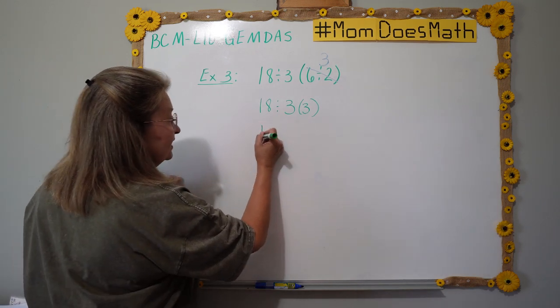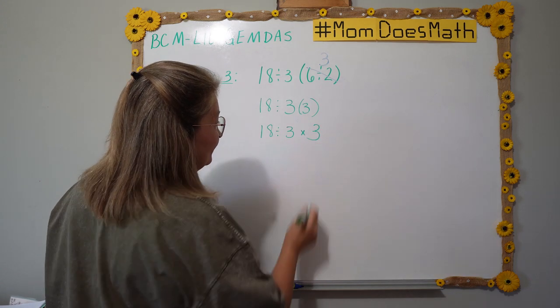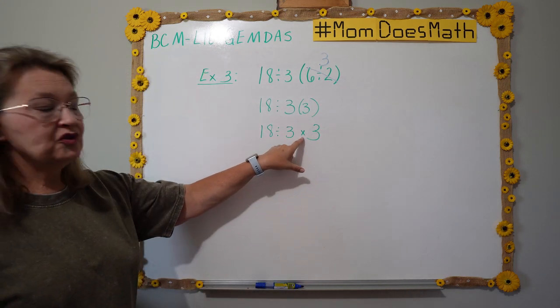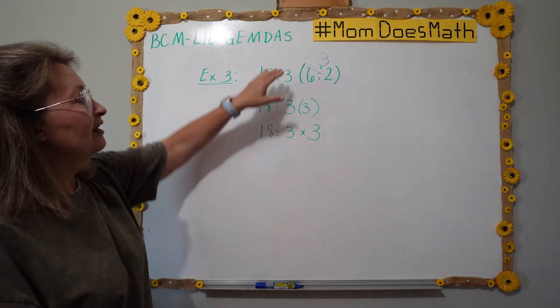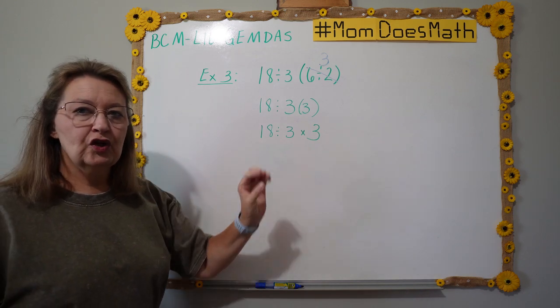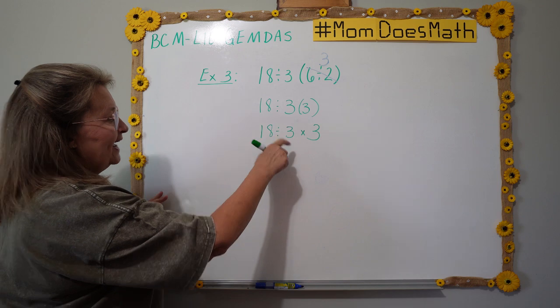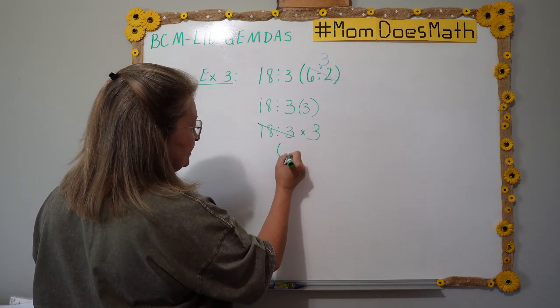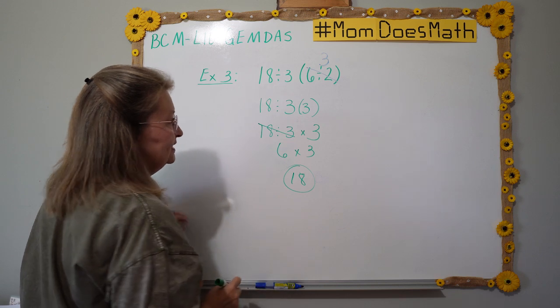What this actually looks like is this. Now see, just the visual of having that X in there to put some distance between those lets you realize you're still starting at the left and you do multiplication or division as you come to it from left to right. So 18 divided by 3 is 6, and 6 times 3 is 18.